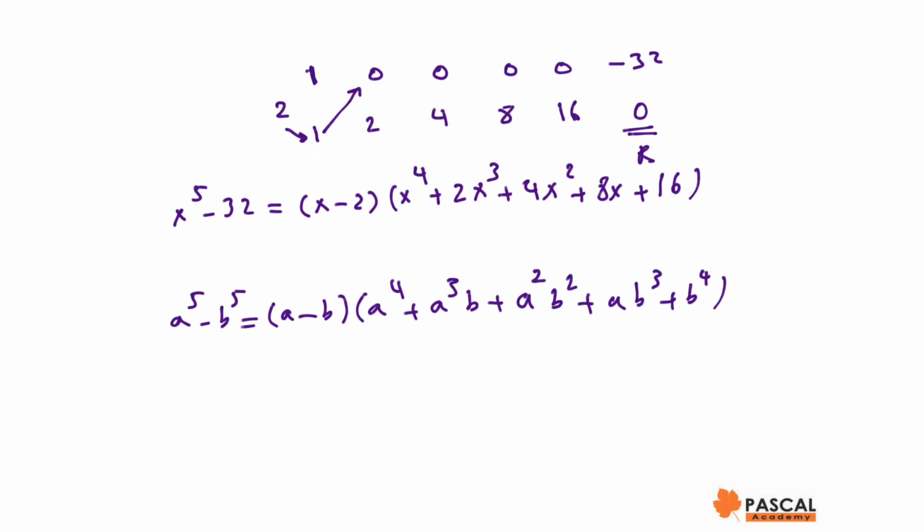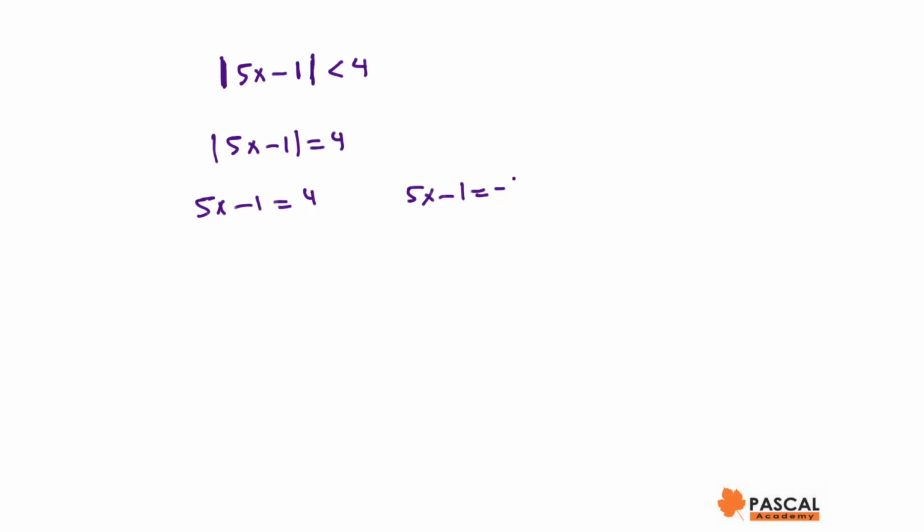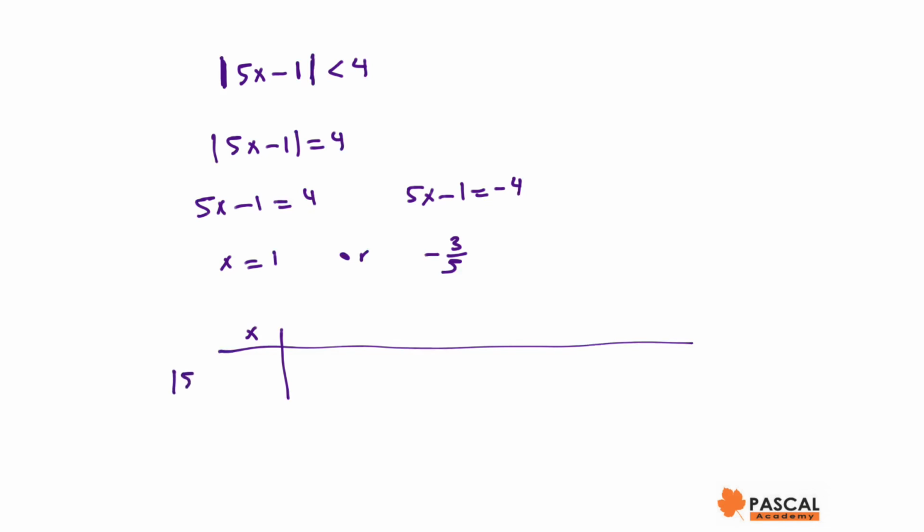One of our lessons was about how to solve an inequality. To solve an inequality, we have to start with the equation first. Let's assume we want to solve the absolute value of 5x minus 1 less than 4. We make this equal to 4. Then 5x minus 1 could be 4 or negative 4. x could be 1 or negative 3 over 5. Then we draw the chart: absolute value of 5x minus 1 minus 4, with negative infinity, negative 3 over 5, 1, and positive infinity.